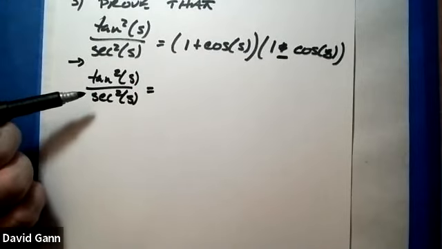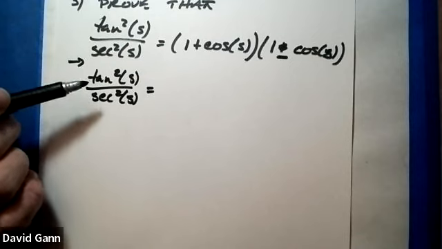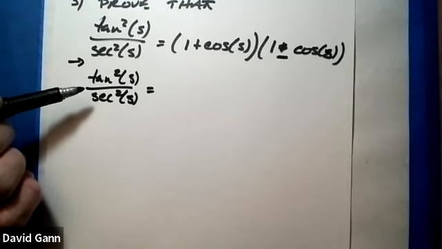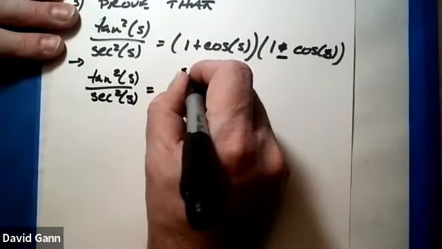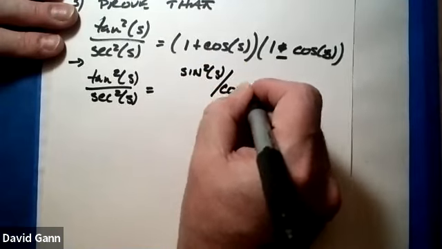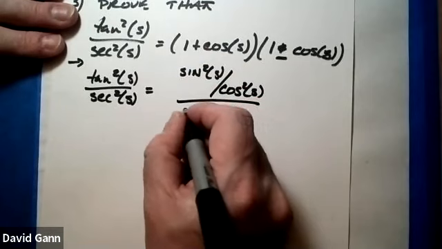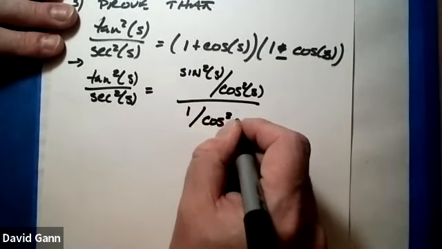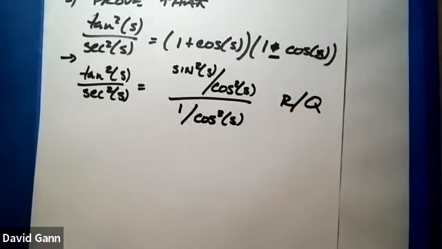Now, like I said, what I'm going to do first is use reciprocal and quotient identities to turn this into just some combination of sine and cosine. So tangent squared of s, that's going to be sine squared of s over cosine squared of s. And then, of course, secant squared is 1 over cosine squared of s. This is a combination of reciprocal and quotient identities.